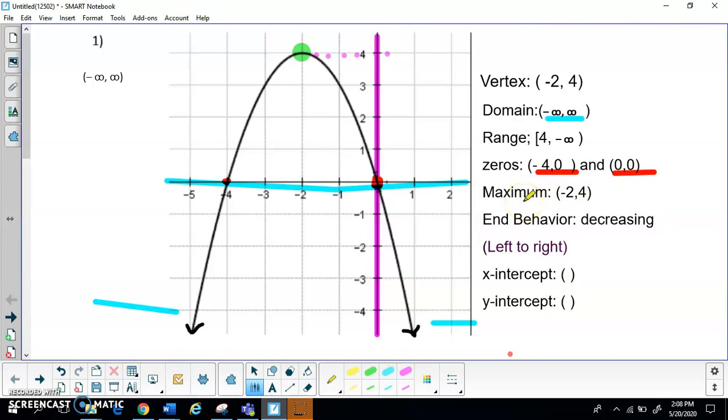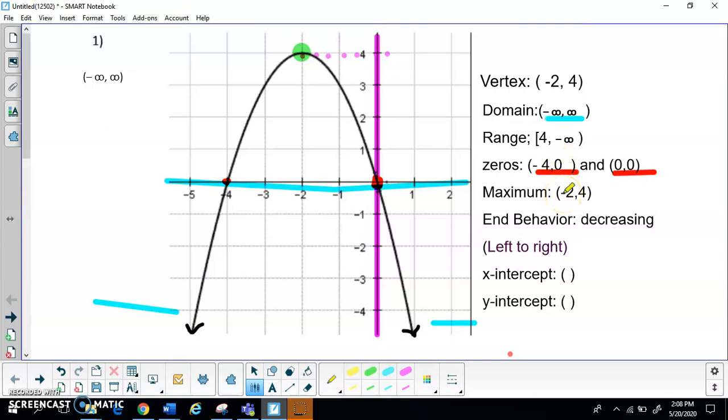Now let's move on to maximum. This graph, since it's opening downward, you cannot tell the minimum, however, you can tell the maximum. The highest point is also the vertex in this case. So this is the maximum point. It's located at (-2, 4). That's the same thing as the vertex.